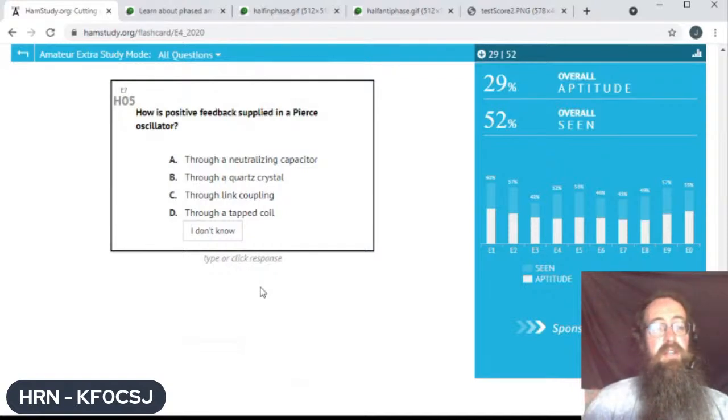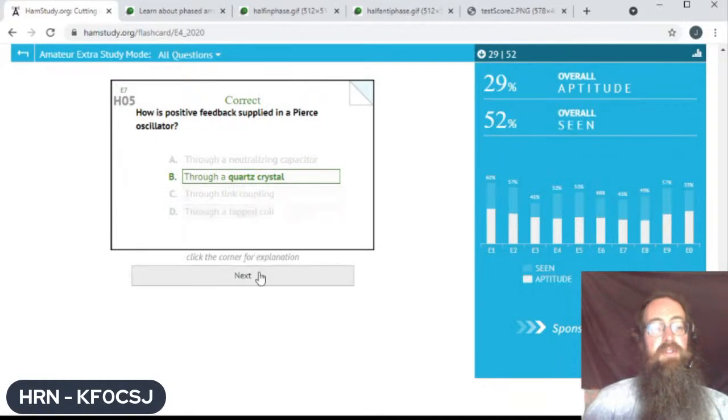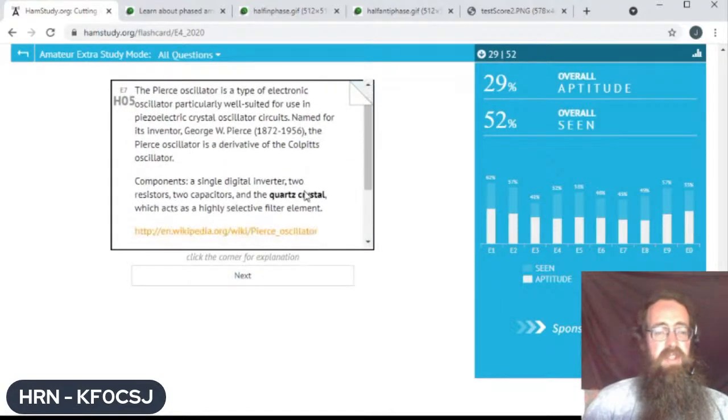Oh, Pierce oscillator again. How is positive feedback supplied in a Pierce oscillator? A, through the neutralizing capacitor. B, through the quartz crystal. C, through the link coupling. D, through the tapped coil. And it is through the quartz crystal.